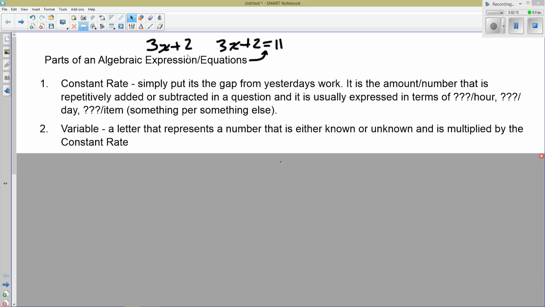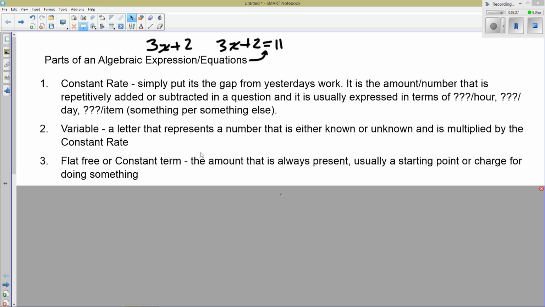The 2 might be an amount, and it's the next term. It might be what I would get each day for showing up to work. And X might represent the number of hours I worked. So if I worked 10 hours, I'd sub 10 in here and figure out how much I made. And that brings us to the last one.